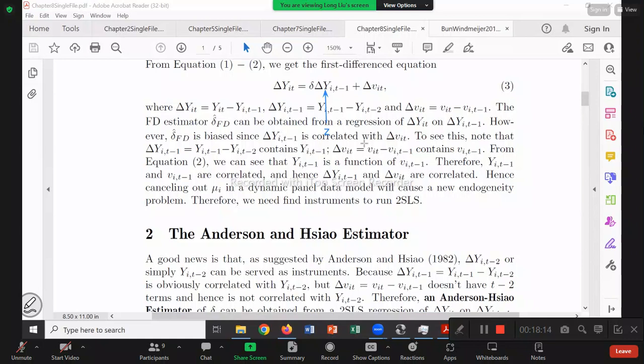The instrument Anderson and Hsiao proposed is, let's use y t minus two. Let's check why y t minus two satisfies these two conditions. First things first, the relevant condition. It has to affect our regressor, so the two need to be related to each other. Are they related to each other?